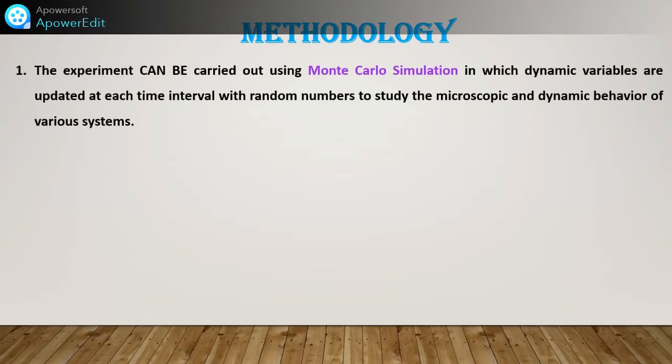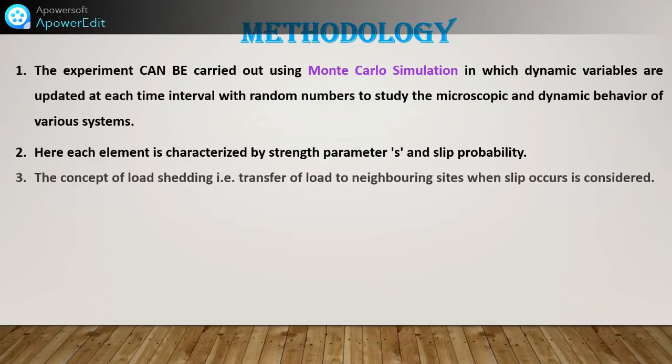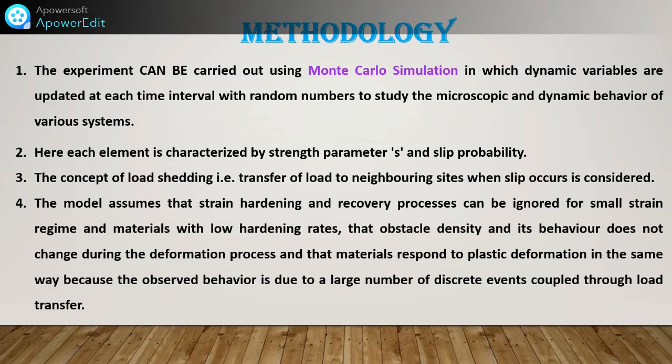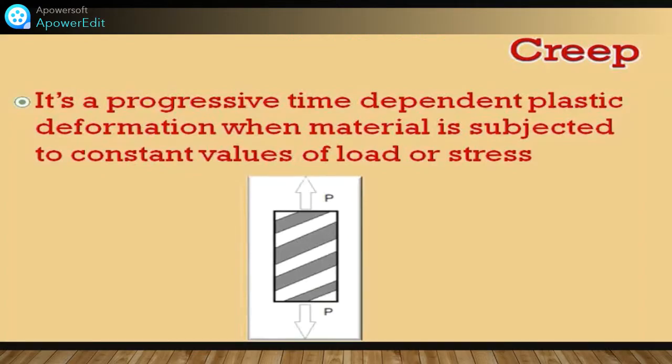Let's study the methodology. 1. The experiment has been carried out using Monte Carlo simulation, in which dynamic variables are updated at each time interval with random numbers. Creep is a progressive time-dependent plastic deformation where a material is subjected to constant values of load or stress.